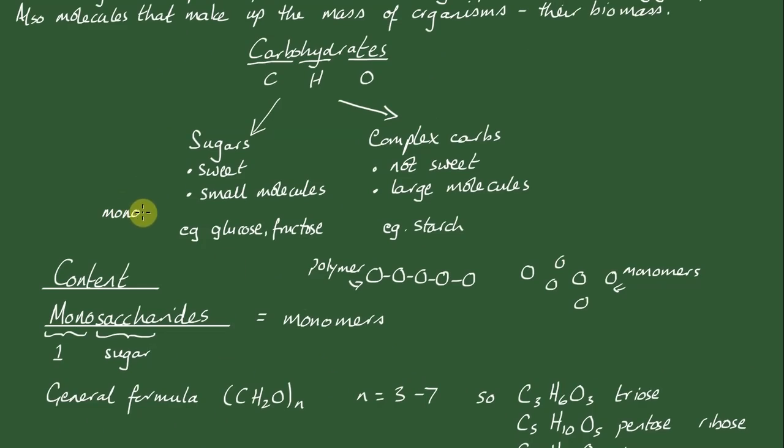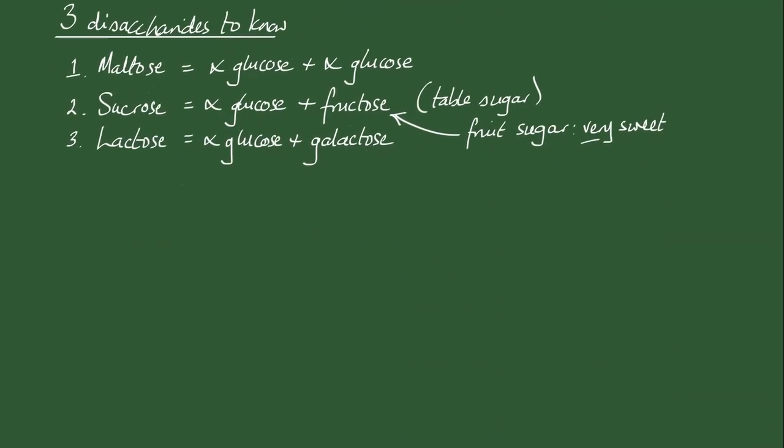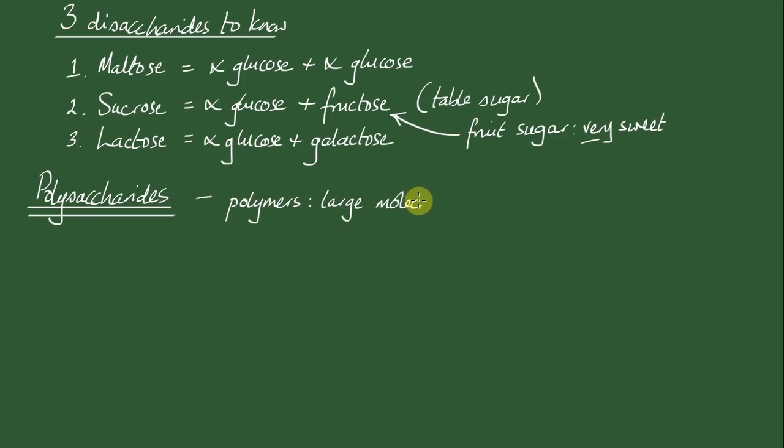Now, jumping back to our carbohydrate family tree, I just want to point out that sugars are mono and disaccharides, and complex carbohydrates are polysaccharides. So we are now able to move on to polysaccharides. Remember, these are those complex carbohydrates, large molecules, not sweet. These are not sugars.